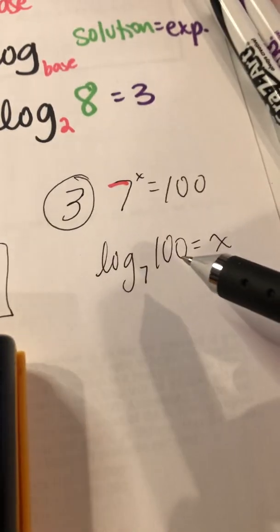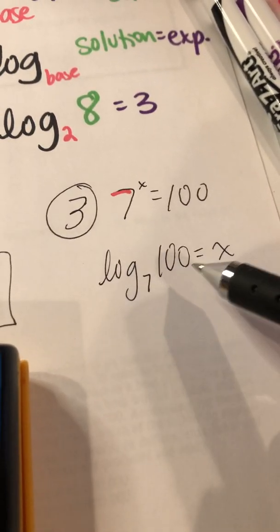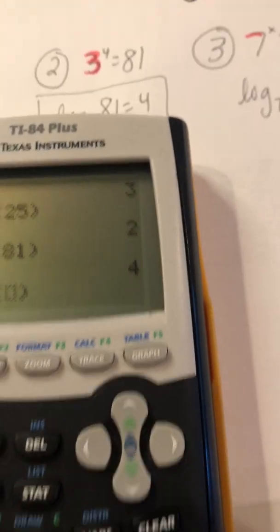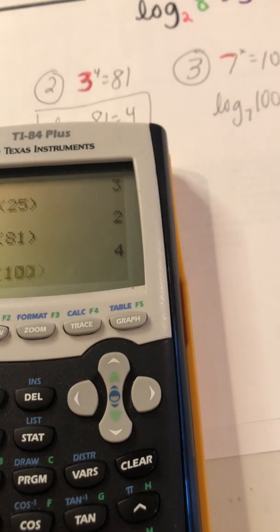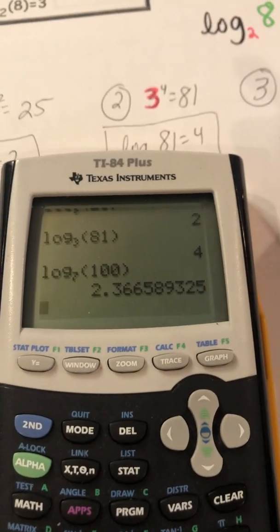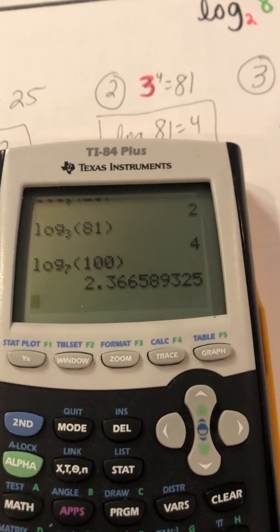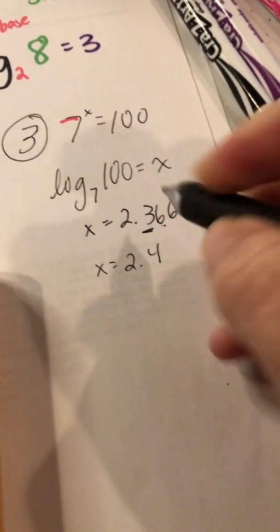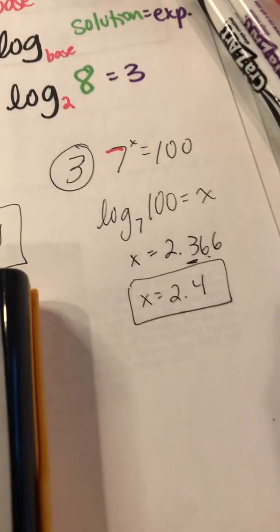Okay, so our last one is solving log base solution equals exponent. So you can see this one, we have the base and solution. We're looking for this. So again, math, up, up, enter. We've got 7 and 100, and it gives me this long number, 2.366. Let's say round to the nearest tenth. Remember, if it's 6 or higher, we want to raise this one up, so x is 2.4. So I would just be careful of that.